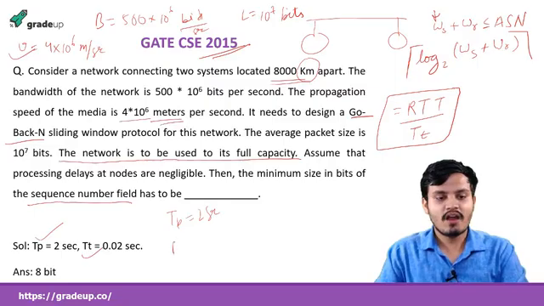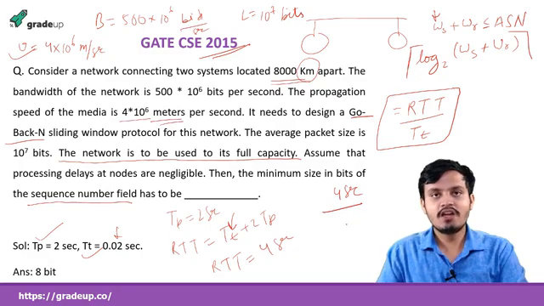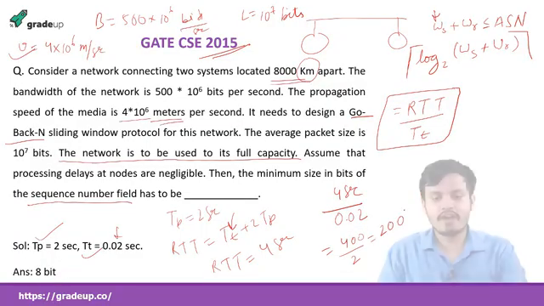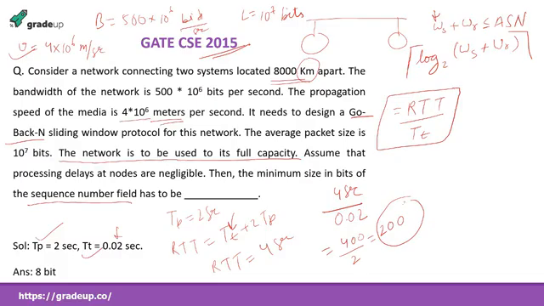What will be RTT? RTT is always TT plus twice TP. But you see here, the transmission time is very small, so we can ignore it, and we get RTT as 2 times TP, that is 4 seconds. So 4 seconds divided by the transmission time, 0.02, so it will be 400 upon 2. So 200 will be the answer. 200 is the sender window size.